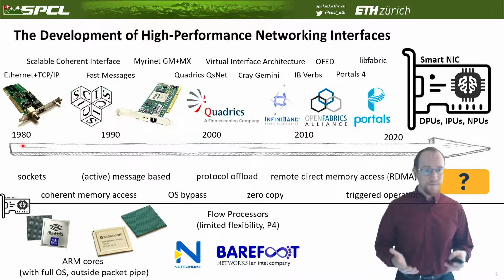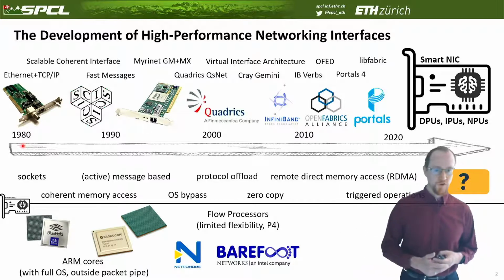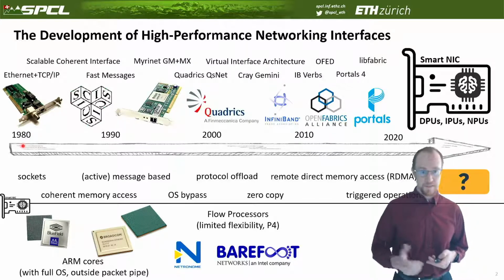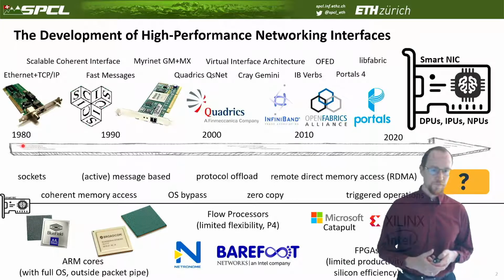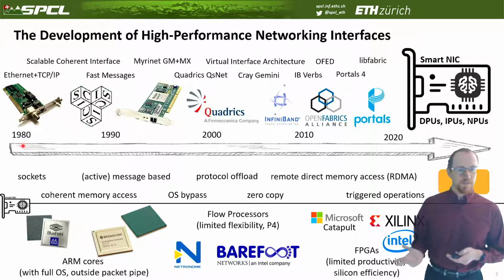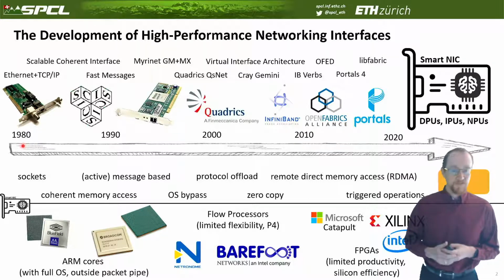Others are in the flow, in the packet pipelining, that I would call flow processors with very limited flexibility. Here, Metronome and Barefoot have been pushing P4. Barefoot was acquired by Intel, so today that's part of the Intel networking group. And then fully programmable FPGA devices with limited productivity and limited silicon efficiency, but extremely flexible processing, because you can implement anything you want on these FPGA devices, but they're quite hard to program in practice.